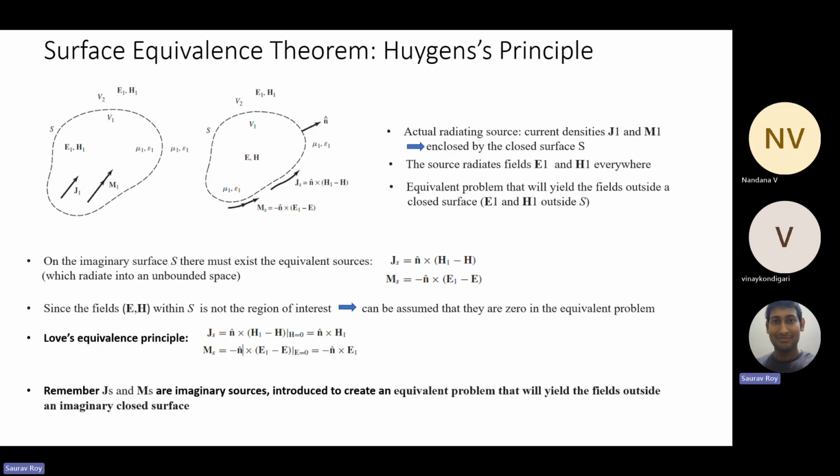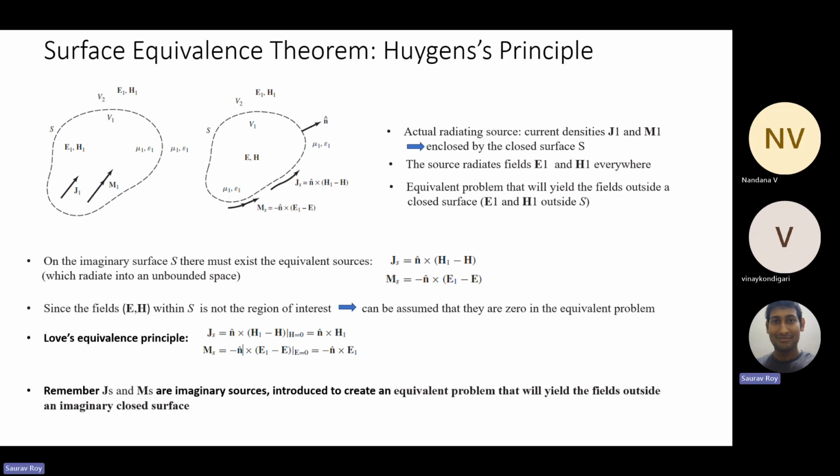Now you see the same pictures. Look into this in detail. What are these JS and MS? So far we have mentioned the introduction, but the actual surface equivalence theorem is all about how you calculate JS and MS. You see the values are written there. So how do we calculate that? That is the theorem, right?